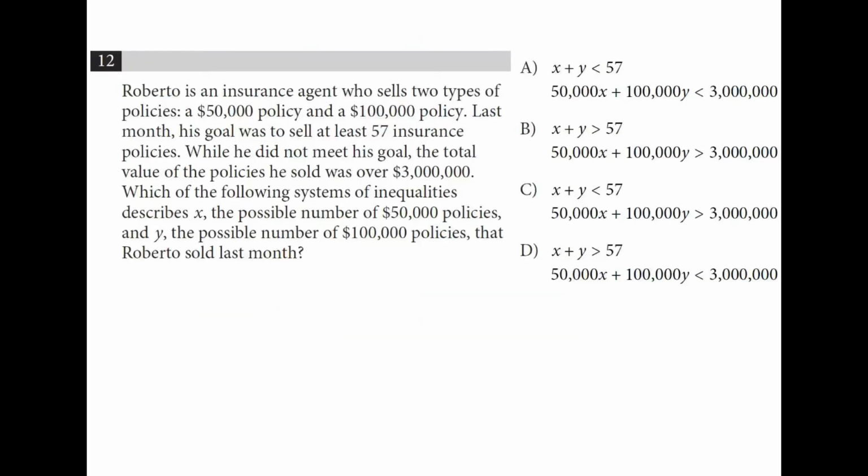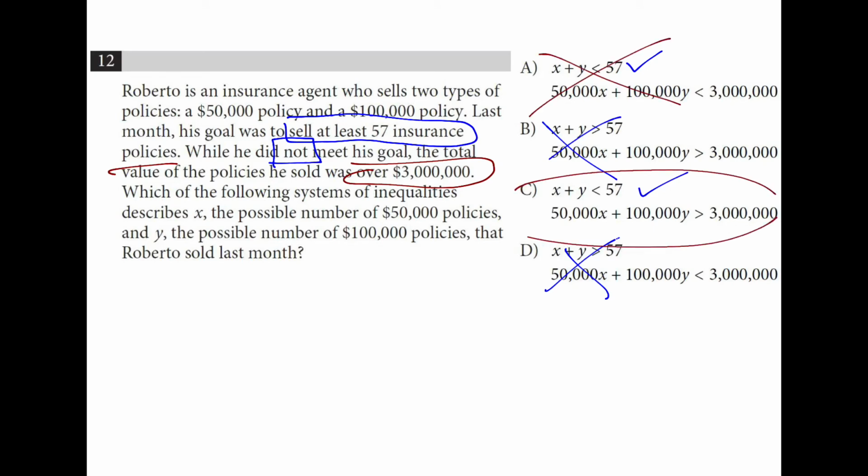This one requires a more critical read because while it says his goal was to sell at least 57, he did not meet his goal. So less than 57 actually is correct. And we are also told that the total value is over 3 million. So over, not under. C is the only one that fits.